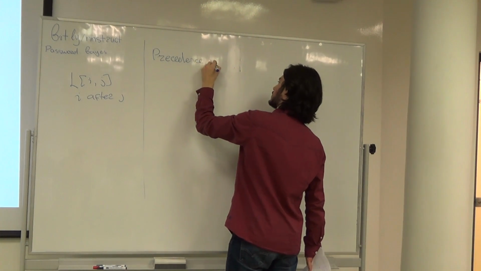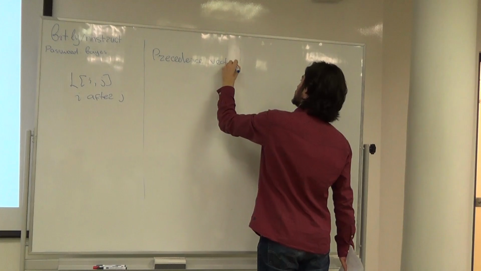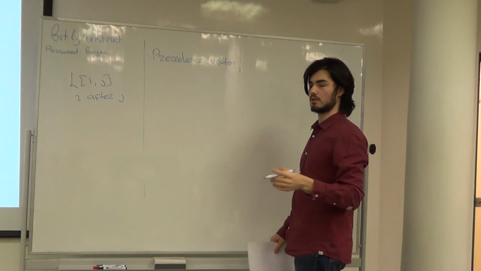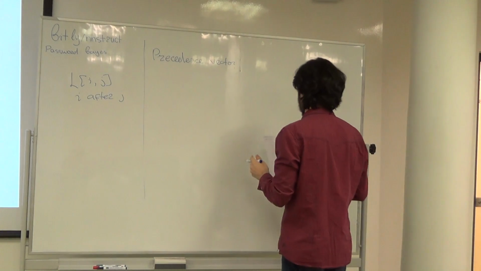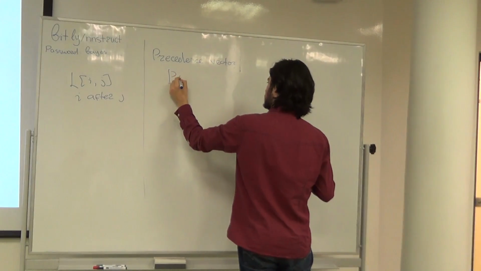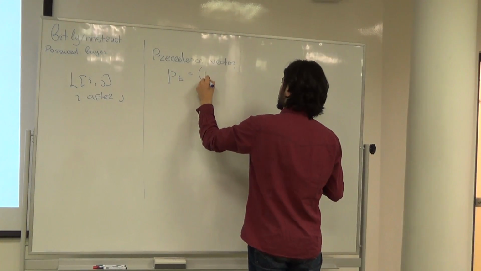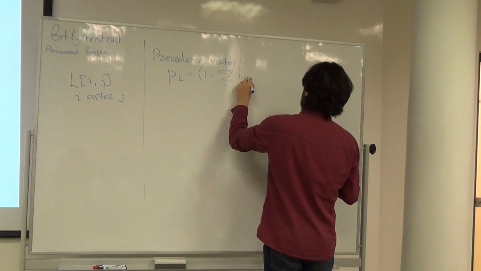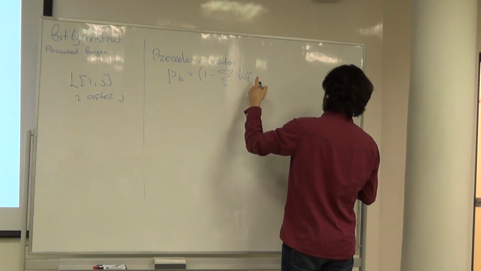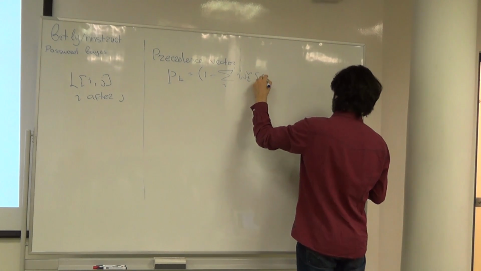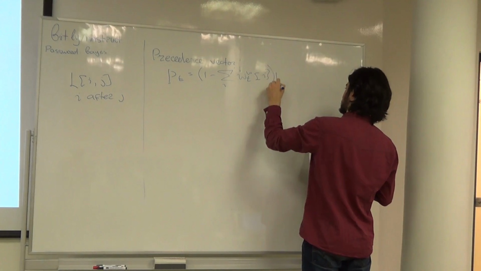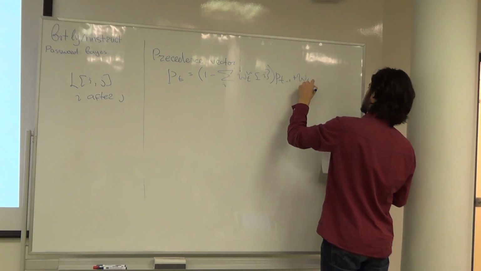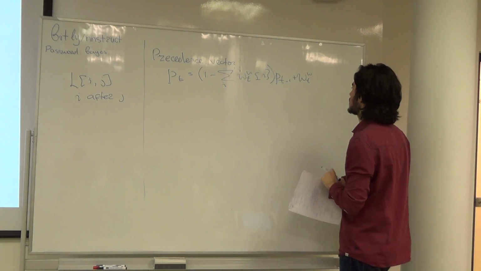Precedence vector, which says which elements we have written to in the prior timestamps. So it is p_t, which equals 1 minus the sum over i of w_t^w, the output of the write head at position i, times p_{t-1} plus w_t^w. Alright, so let's discuss this formula.